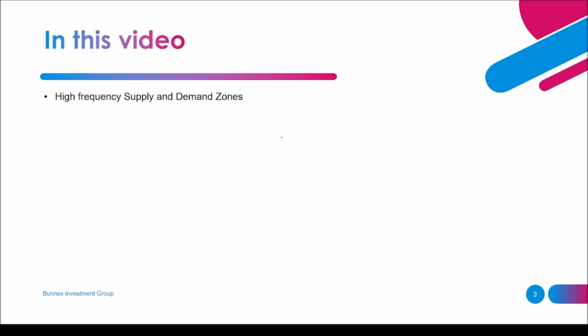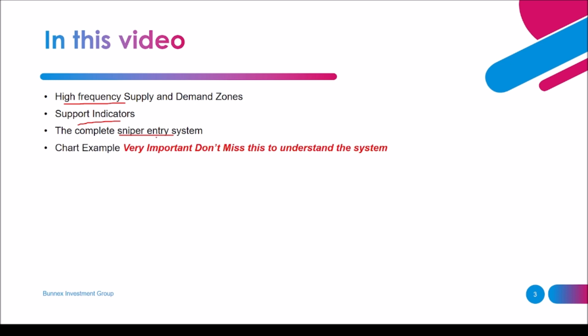In this video, we are going to talk about high frequency supply and demand zones and supporting indicators. We need these indicators to actually locate these high frequency supply and demand zones. Then the complete sniper entry system is a consolidated summary of everything that we would have talked about. And last but not least, chart examples of practical markets. This is very important. Don't miss this to understand the system.